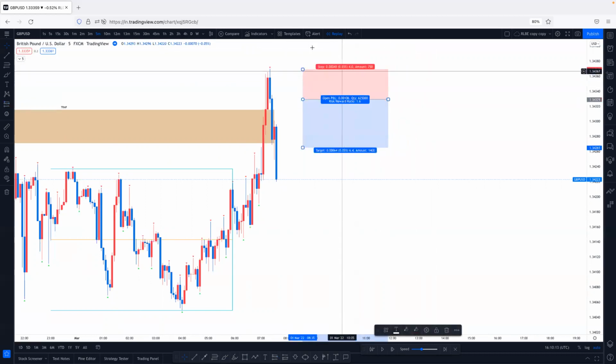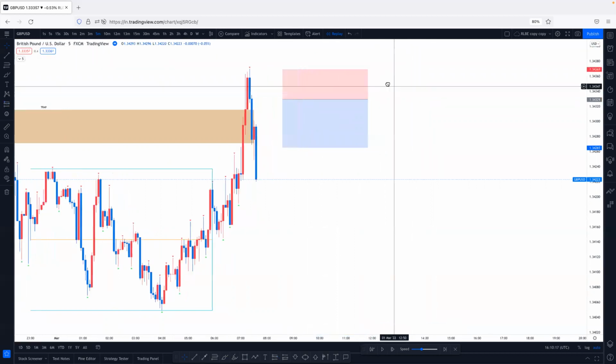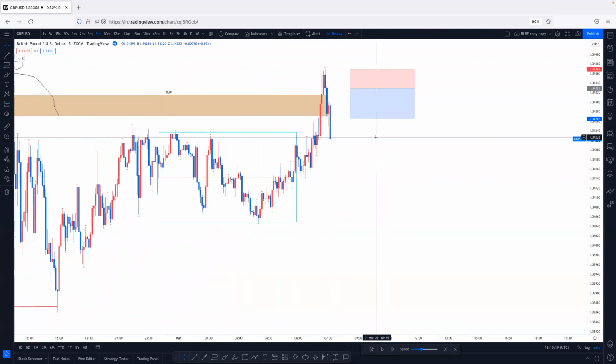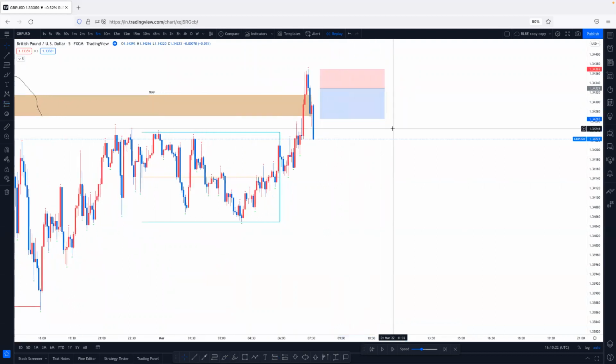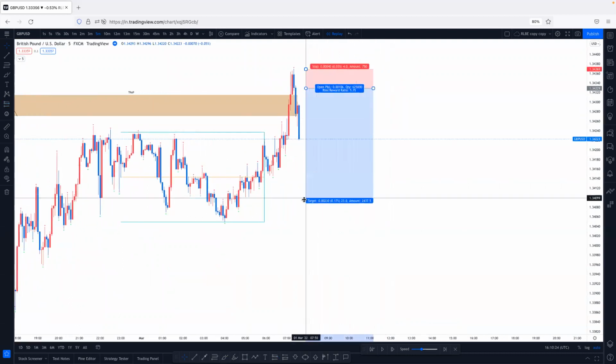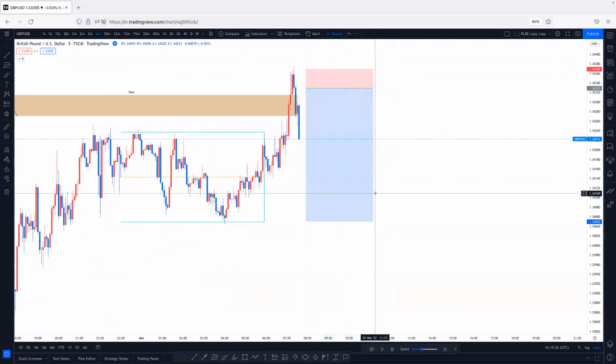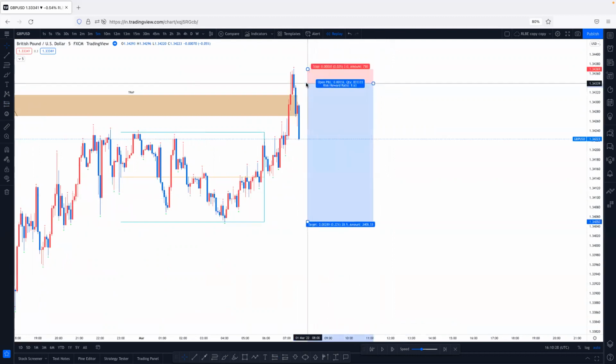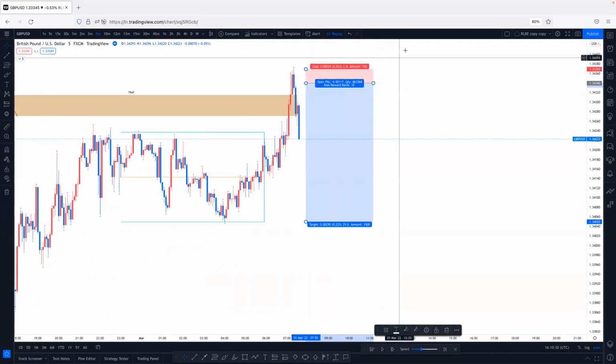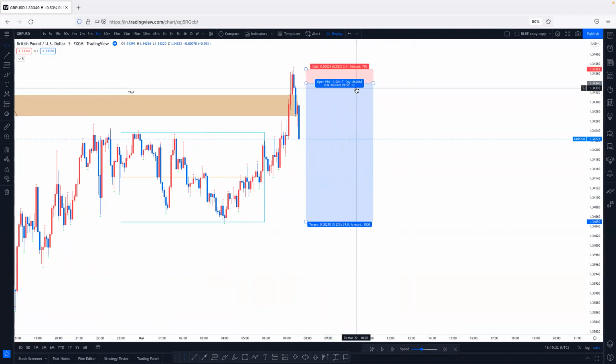Now, I actually had a 2 pip to 3 pip stop loss on this trade. I can't really remember off the top of my head, but I was literally waiting for price to come back up inside of this zone, and my first target was this low, and I think it was like a 1 to 10. If I have like a 2 pip stop, yeah, 3 pip stop loss is a 1 to 10, right?